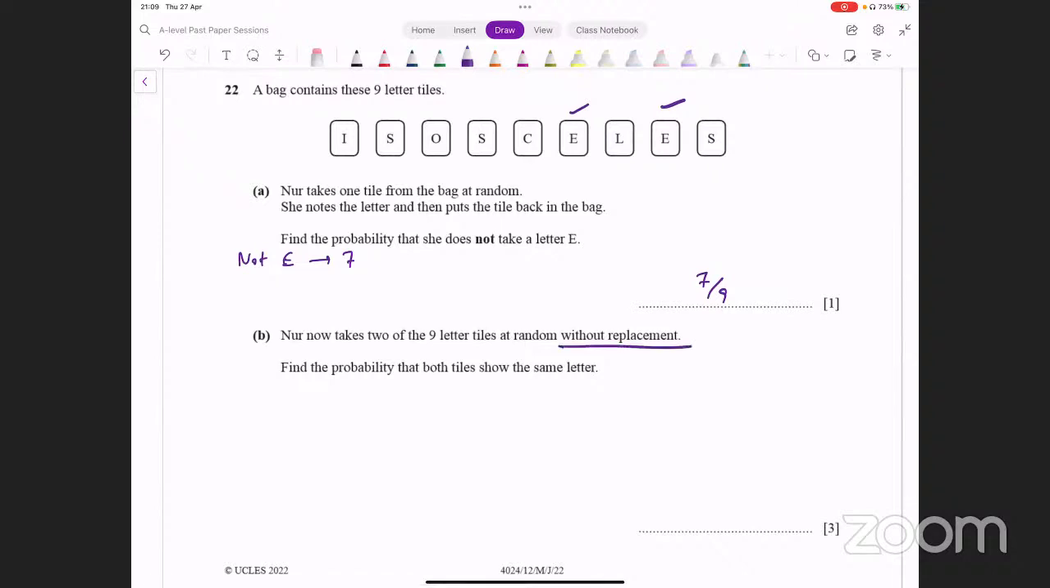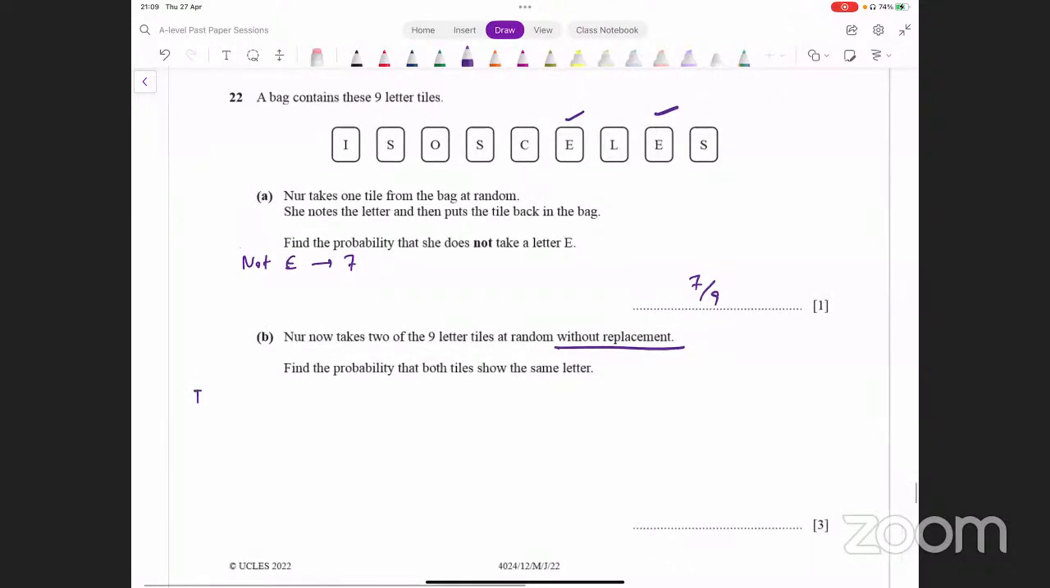Okay, without replacement means when she takes one out, she's not putting that back before taking out the next one. Once she has taken it out, she's not putting it back now. Find the probability that both the tiles show the same letter. Okay. Now see, which different letters do you have?